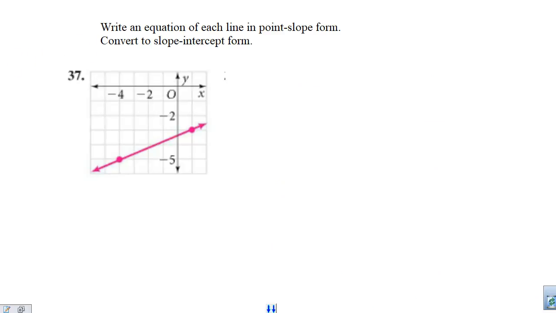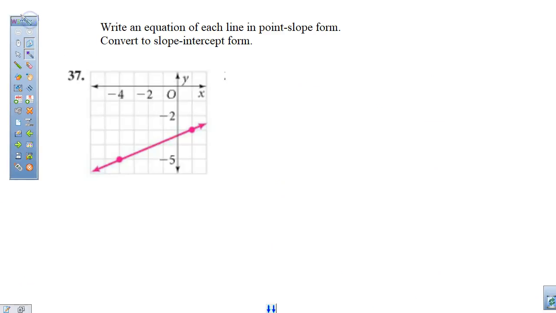All right, so on this next page here for number 37, I'm going to have you guys pause the video, and I want you to practice writing the equation first in point-slope form, and then convert it to slope-intercept form.